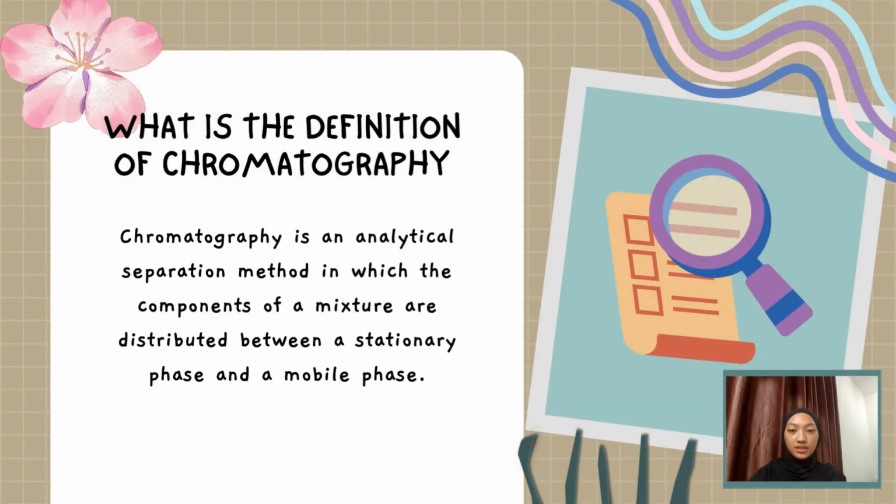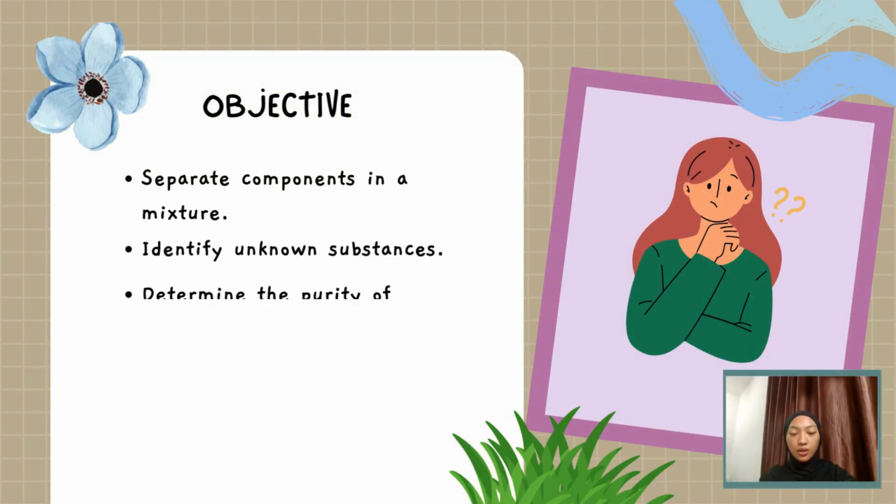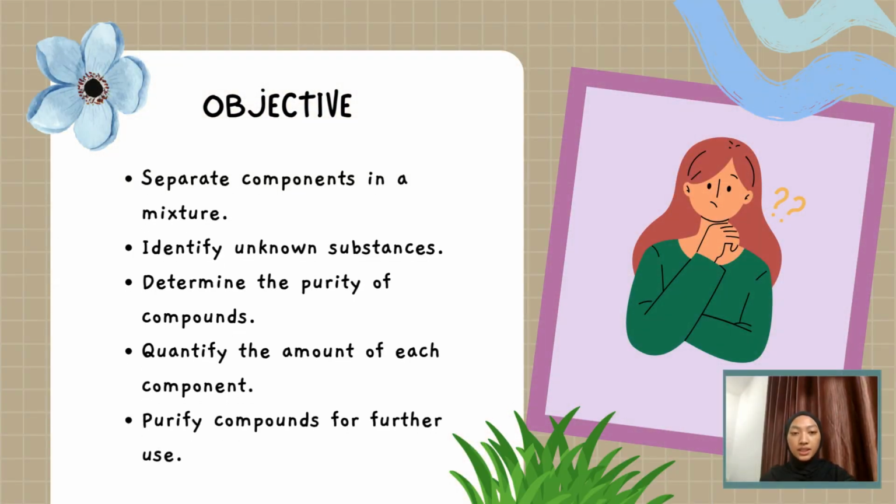So, after all of the explanations, let's take a look at the definition of chromatography. Chromatography is an analytical separation method in which the components of a mixture are distributed between a stationary phase and a mobile phase. Now, the objectives are to separate the components in a mixture, identify unknown substances, determine the purity of compounds, quantify the amount of each component, and lastly, purify compounds for further use.